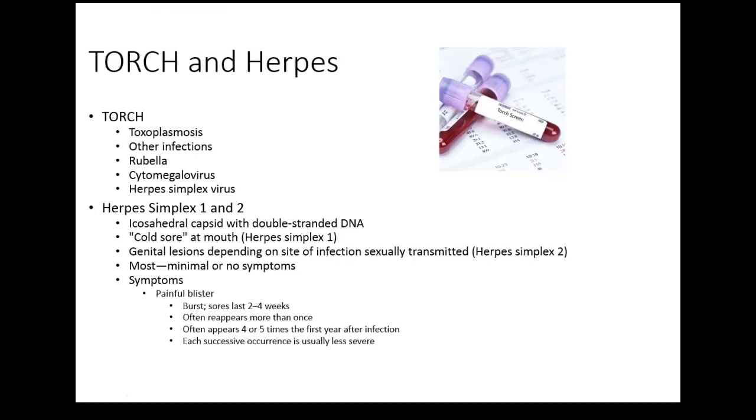All right, the next part we're going to talk about is the TORCH profile: toxoplasmosis, other infections, rubella, cytomegalovirus, and herpes simplex virus. So we'll start with herpes simplex 1 and 2. This usually causes a cold sore at the mouth, but can also cause genital lesions. Type 1 is traditionally a cold sore. Type 2 is traditionally a genital lesion, but they are found both places. Some of the symptoms are, again, that painful blister. It can last 2 to 4 weeks and can reappear more than once.